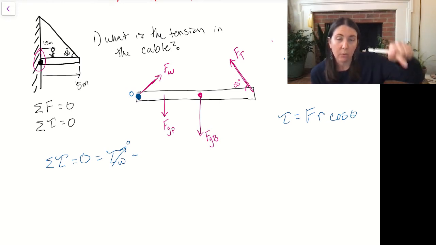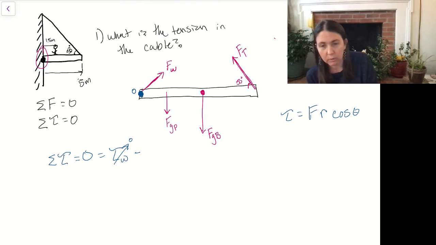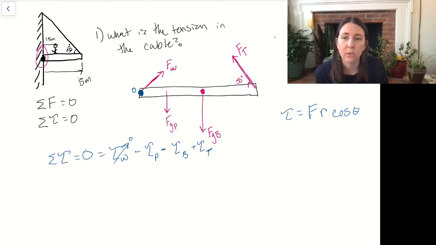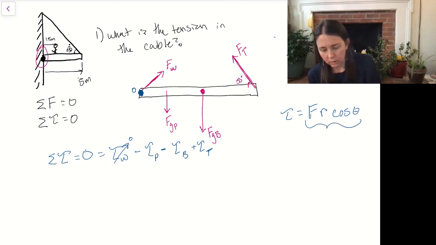Then we can add in the force of gravity, the torque done by the person. That's going to be in the downward direction or the clockwise direction, so it's going to be negative, the torque due to the person. And the torque due to the beam is also going to be negative. And then we'll add in the torque of the cable, the torque of tension. At this point, we can just use our torque equation.